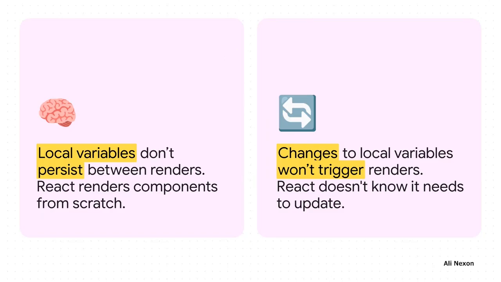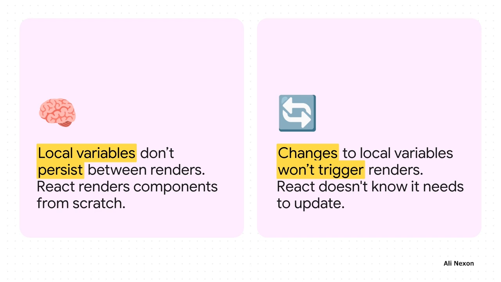It really boils down to two huge problems. First, on the left, local variables have no memory between renders. Every single time React re-renders your component, it's like running the function for the very first time. That index variable just gets reset back to 0. Poof, gone. And second, on the right, changing a variable doesn't trigger anything.